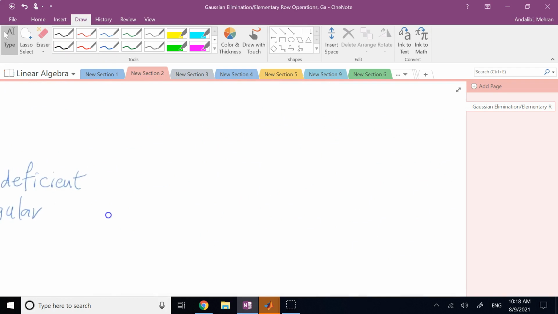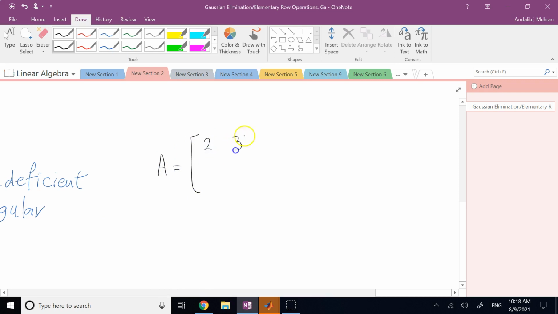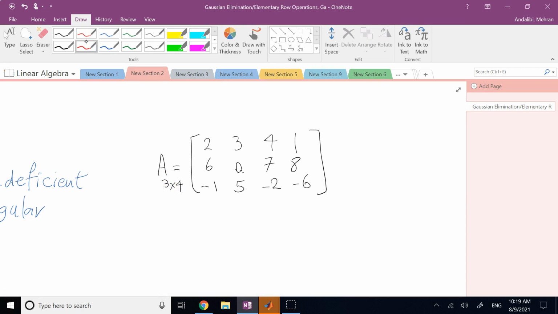So let's say, for example, you have a matrix A that is like 2, 3, 4, 1, 6, 0, 7, 8, negative 1, 5, negative 2, and negative 6. So here your matrix is a 3 by 4. So the maximum rank it can have is 3. Good. Now what is row space? What is column space? The space spanned by all the rows of the matrix is called the row space.